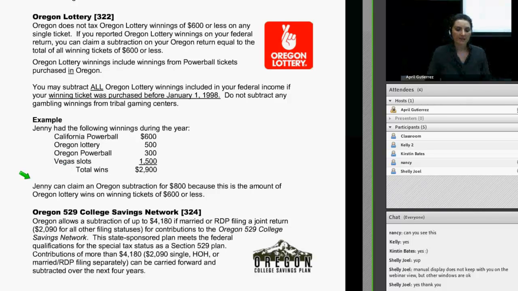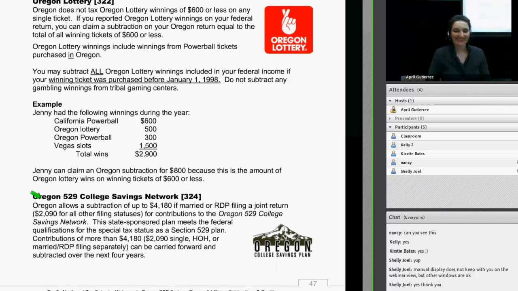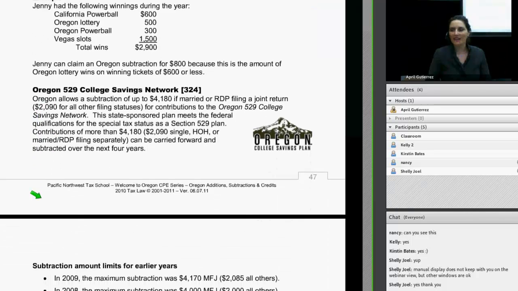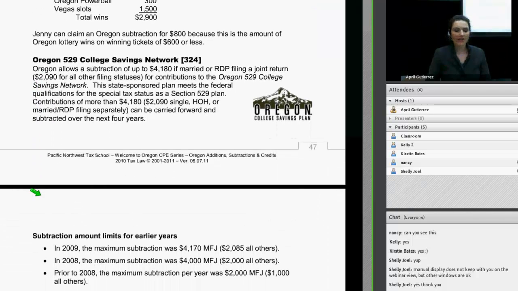Okay, here is another kind of example. Jenny had the following winnings during the year: California Powerball, $600, Oregon Lottery, $500, Oregon Powerball, $300, Vegas Slots, $1,500, for total wins in the year of $2,900. Jenny can claim an Oregon subtraction for $800 because this is the amount of the Oregon Lottery wins on winning tickets of $600 or less. Of course, California Powerball is $600 or less, but it is not Oregon Powerball.